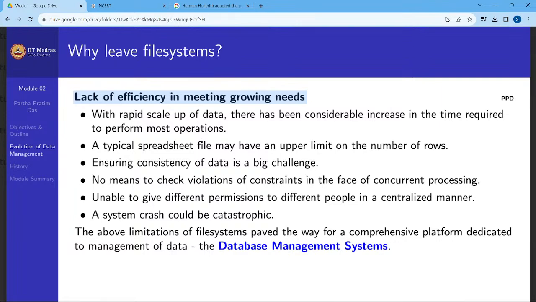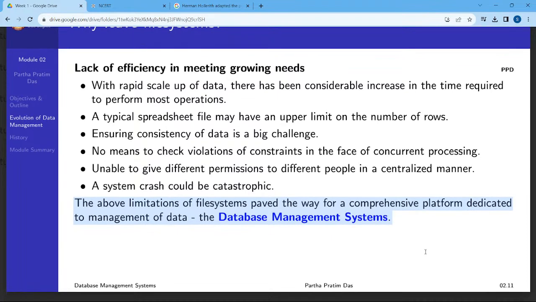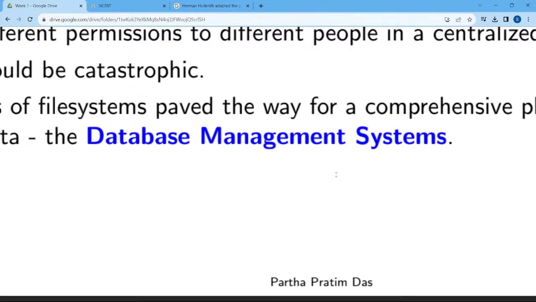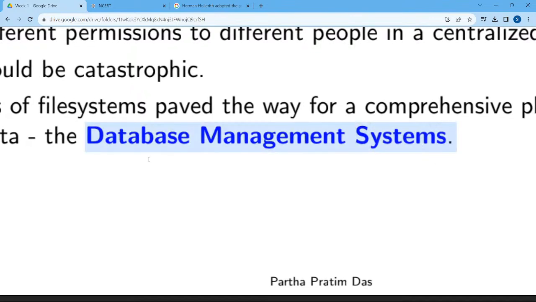This line is more important here. The above limitations of the file system paved the way for a comprehensive platform dedicated to the management of data, the database management systems. Wow! So we are finally introduced to our course.